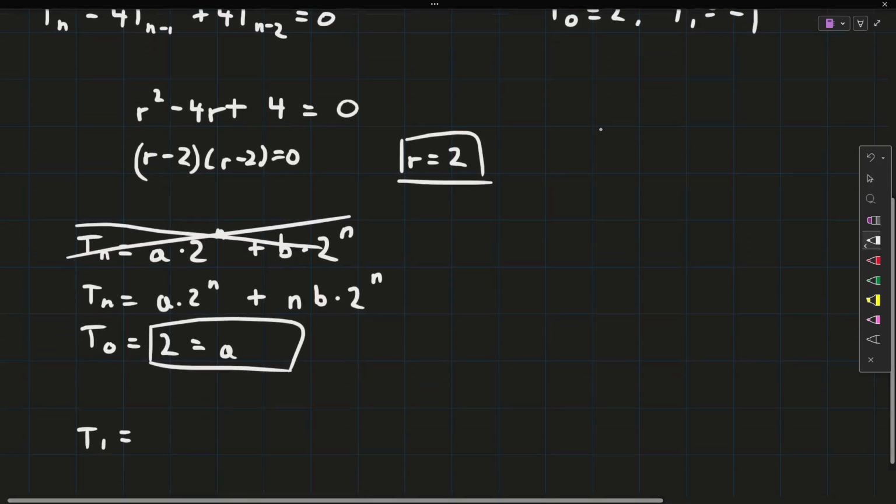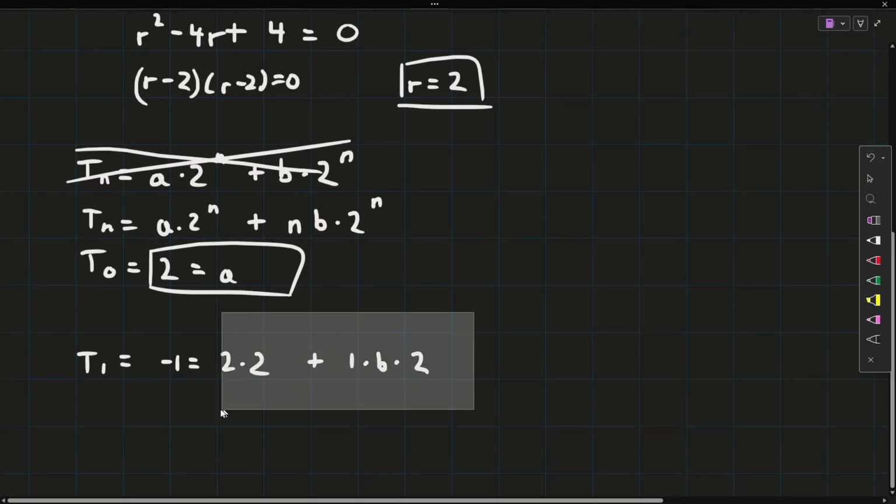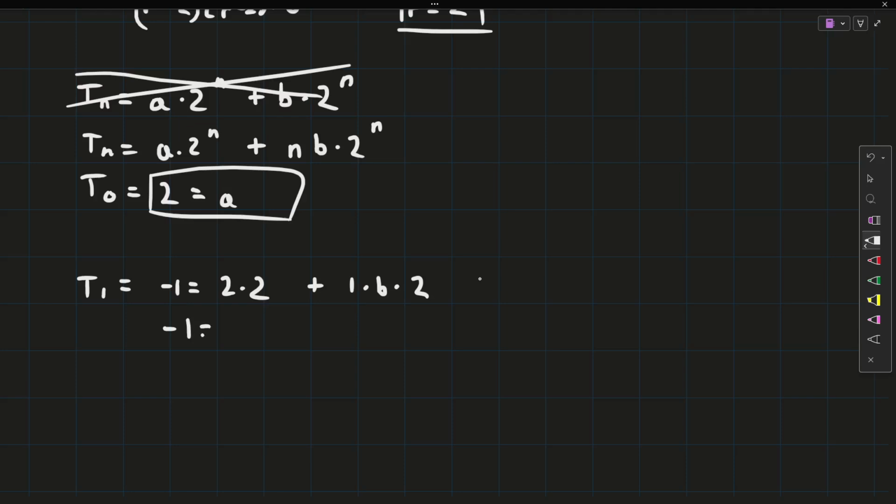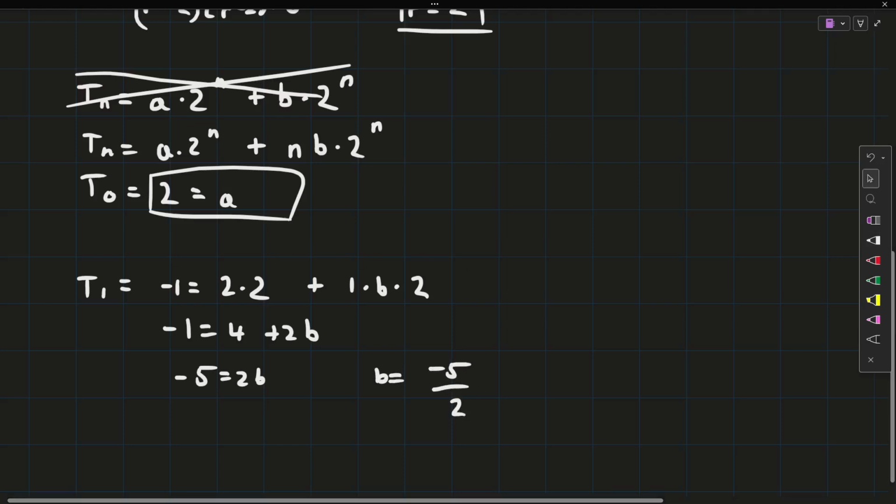Then t1, and again, that's because n was equal to 0. t1 is minus 1, which will be equal to a times 2 to the power of n. Well, we know that a is equal to 2, so we can say 2 times 2 to the power of n, plus, and now n is 1, so we'll have 1 times b times 2 to the power of n, and here n is 1. So this is the equation we get, subbing in n equals 1. Then we'll get minus 1 equals 4 plus 2b, so bring the 4 to the other side, minus 5 is 2b, so b is equal to minus 5 over 2.